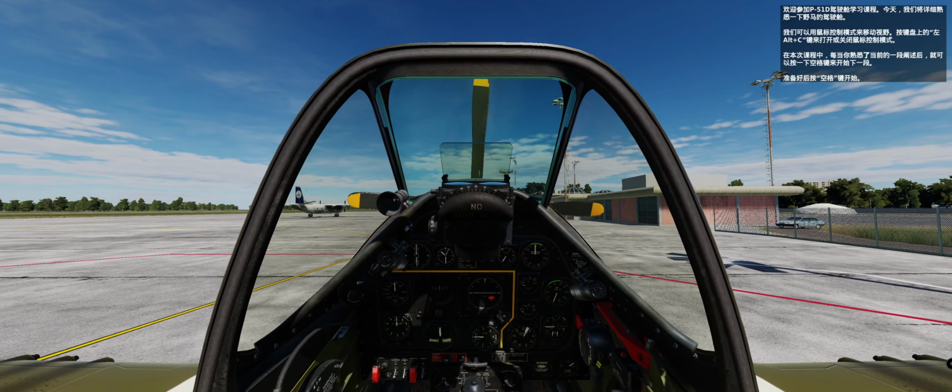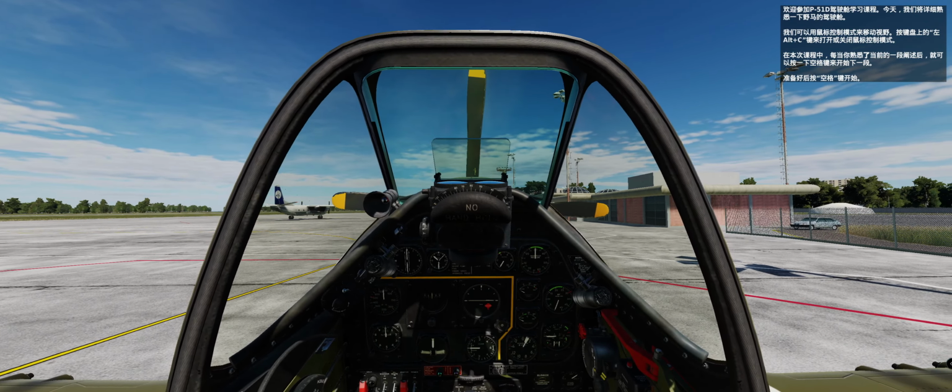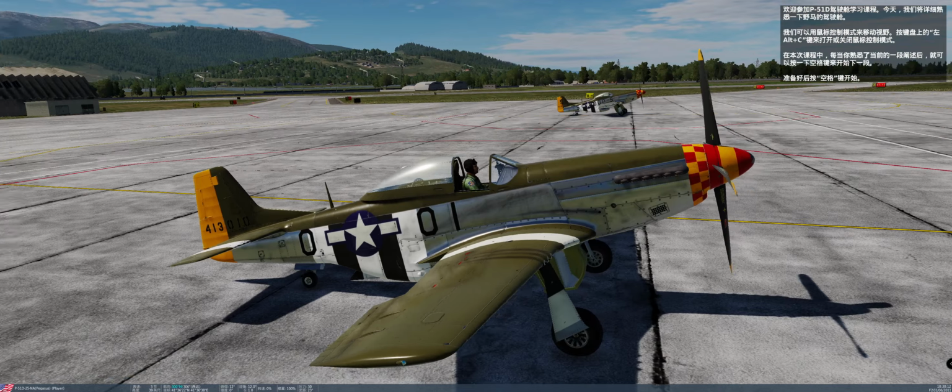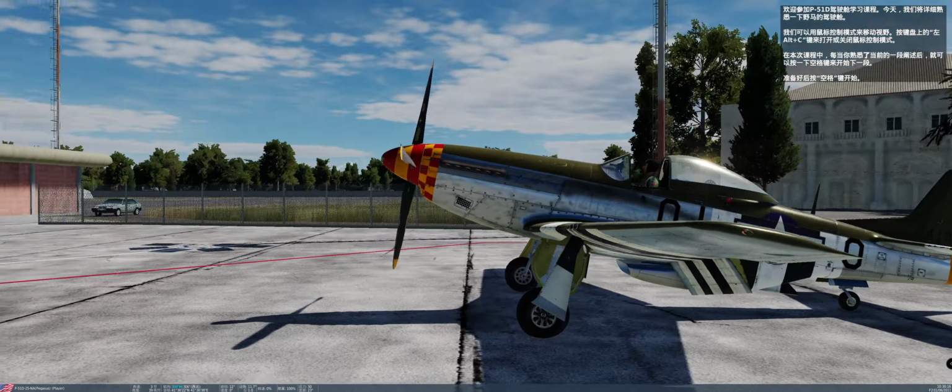Welcome to the P51D cockpit overview lesson. Today, we will take a detailed look at the Mustang cockpit. You can use mouse look mode to move your view around the cockpit. To turn mouse look mode on and off, press left Alt plus C.